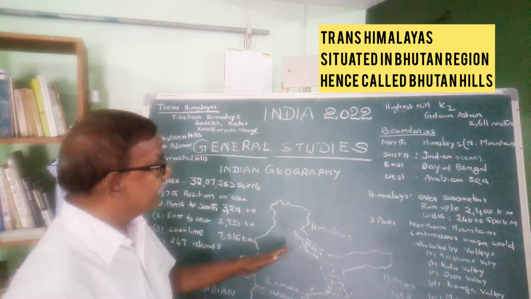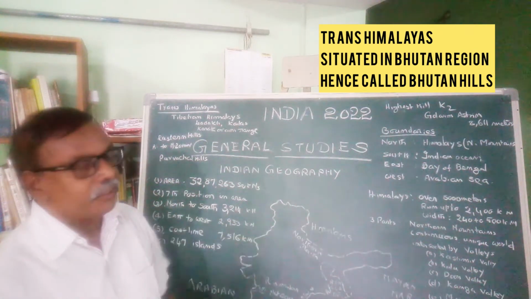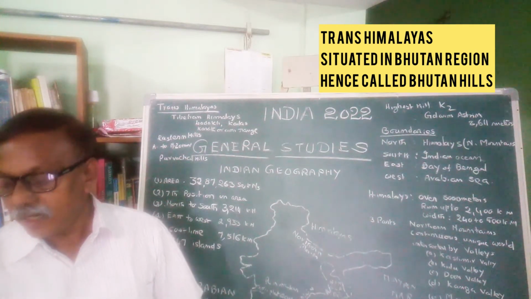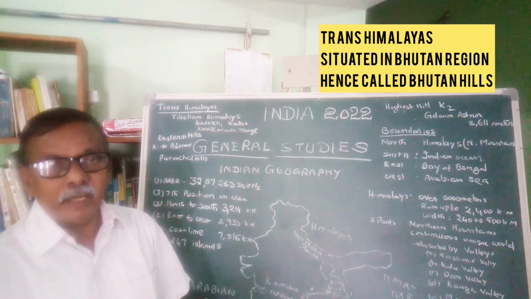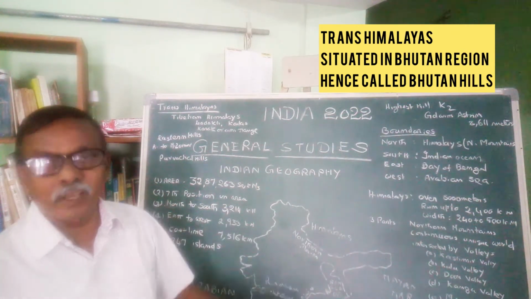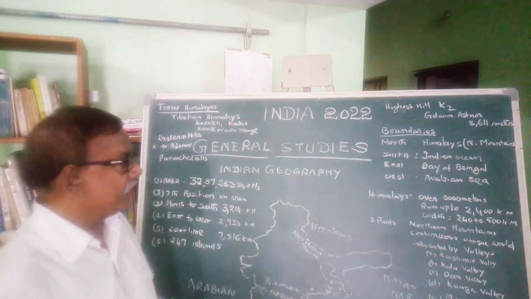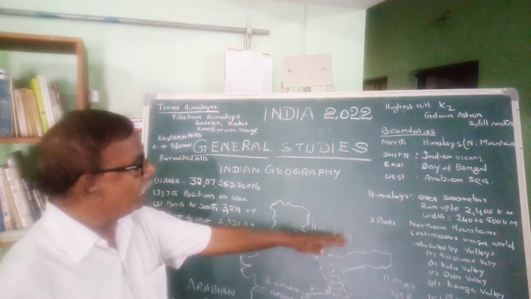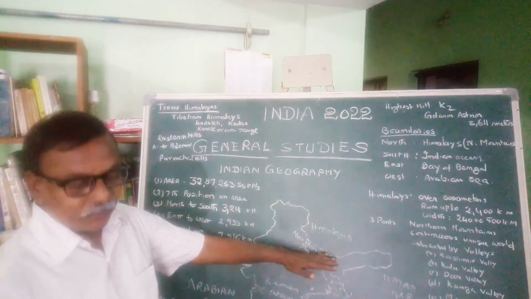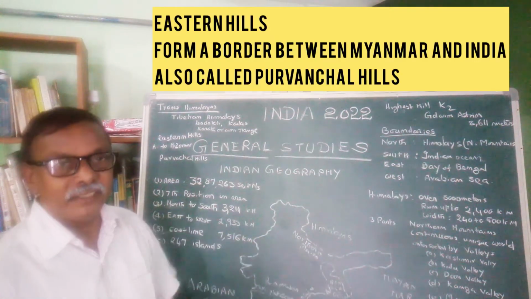Next comes the Trans Himalayas. The Trans Himalayas are situated in the Bhutan region, and they are of importance because of that, so they are also called the Bhutan Hills. The eastern hills come down to the bottom hills and also the Bhutan hills, and there we will find the eastern hills.